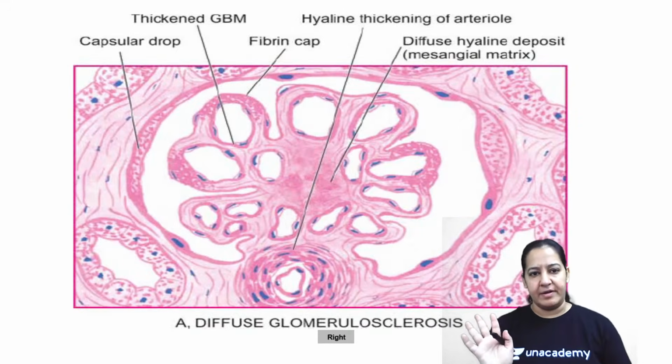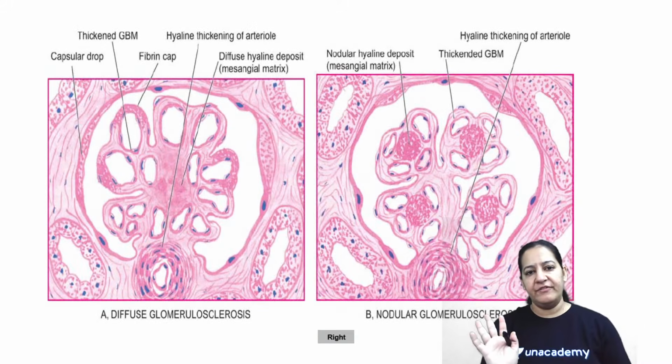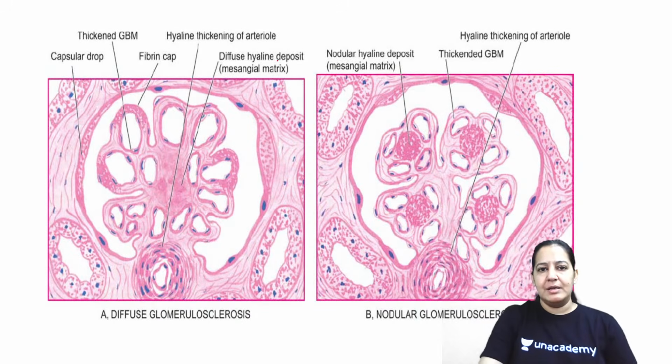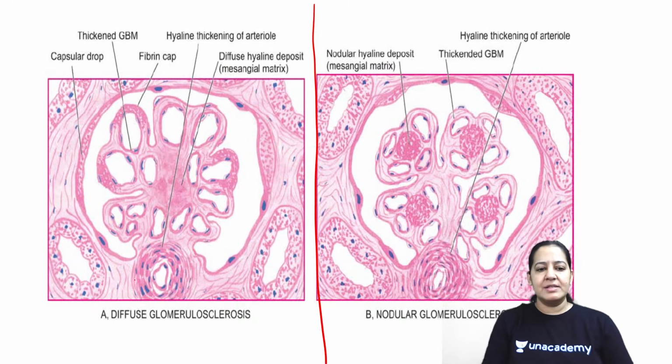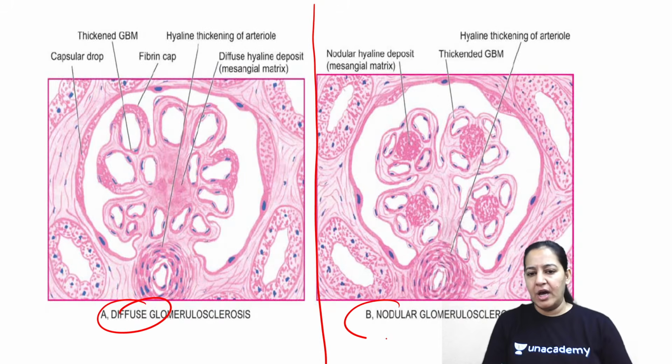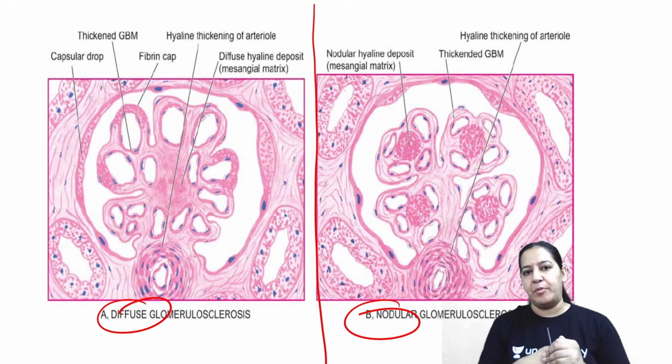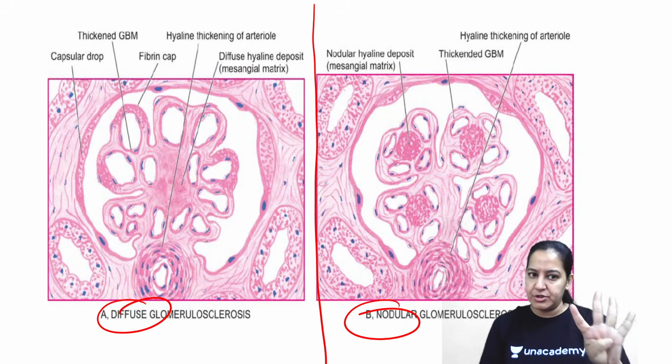We have already compared the diffuse and the nodular. Let me give this broad comparison again. This is the diffuse one and this is the nodular one. In both of them, hyaline is deposited. In the diffuse one, the hyaline is deposited at 4 places.